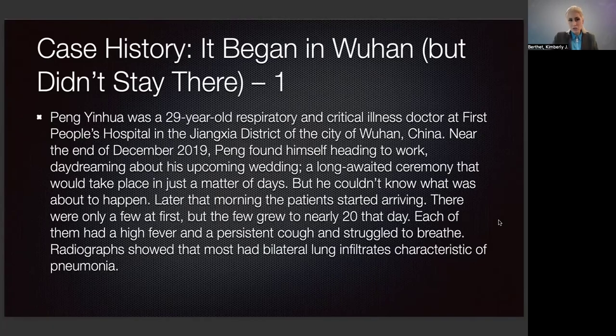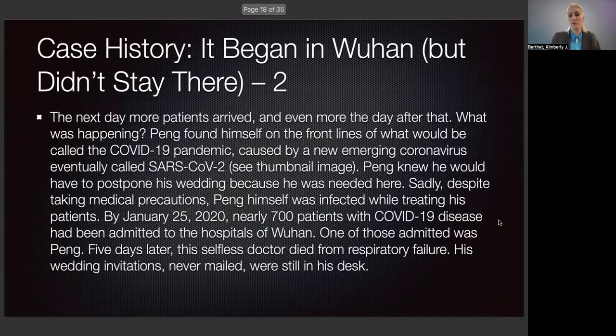So, again, getting into the day and place of Peng's life, this 29-year-old respiratory doctor is seeing a lot of people coming in with signs of pneumonia. So many people coming in with signs of pneumonia. Thinking this was just a normal day, it piqued his interest because that's not what they typically saw.